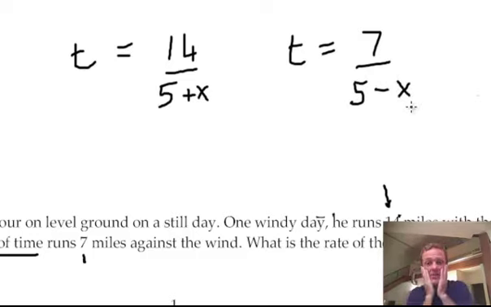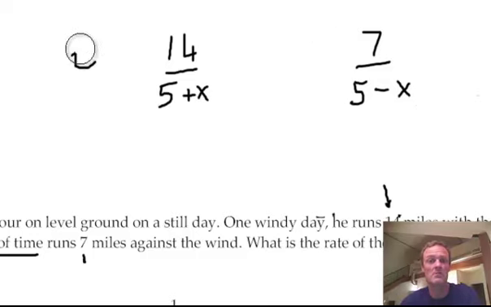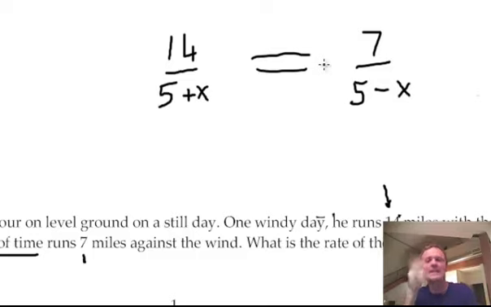Now here's the thing: I've got two equations, but both of these t's are equal to each other. It's the same amount of time. So really, what I'm going to do is put these two equal to each other. Now, because this is the rational function section, what we want to do is clear denominators. You multiply by the lowest common denominator, and that is going to be 5 plus x and 5 minus x. So that's what I would do.